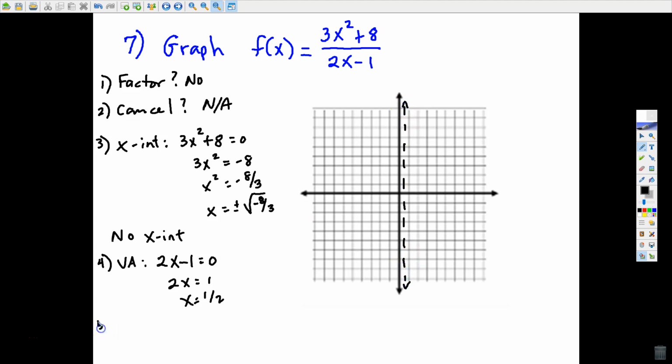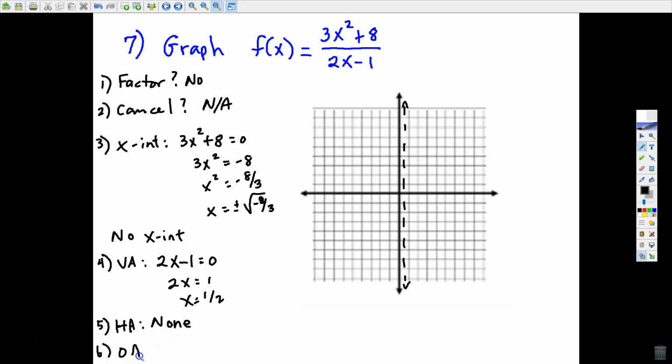Okay, now let's check for horizontal asymptotes. This is a comparison of the degrees. The degree of the numerator is 2. The degree of the denominator is 1. Whenever the degree of the numerator is larger, that means that we will not have a horizontal asymptote.